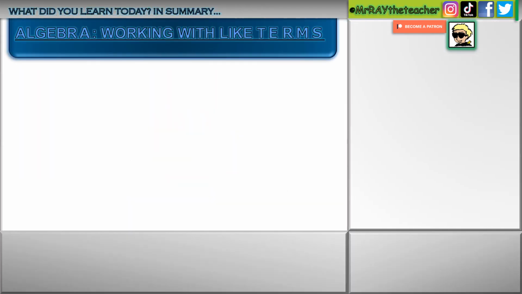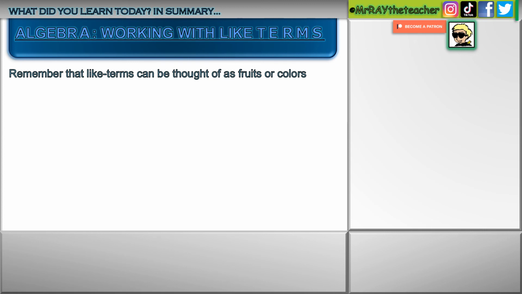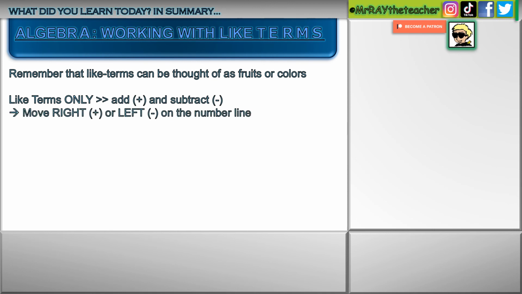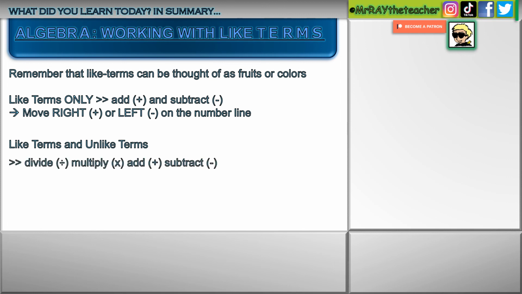So what did you learn today? If that's what somebody asks you, please don't waste the taxpayer dollar if you're a public school student. We learned that like terms can be thought of as fruits or colors. Like terms can only add and subtract. For example, move right for adding or left for subtracting on the number line. And for unlike terms, you can divide, multiply, add, and subtract. And circle your answer so the teacher knows your final result.